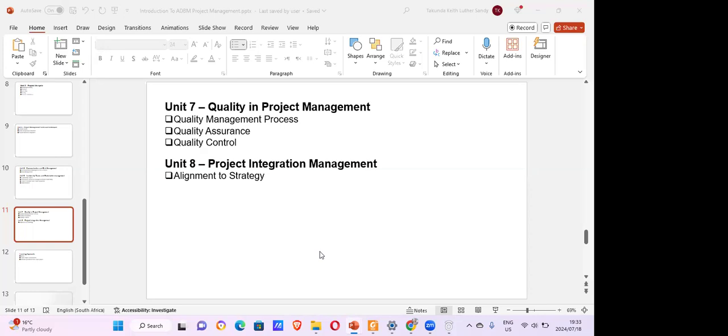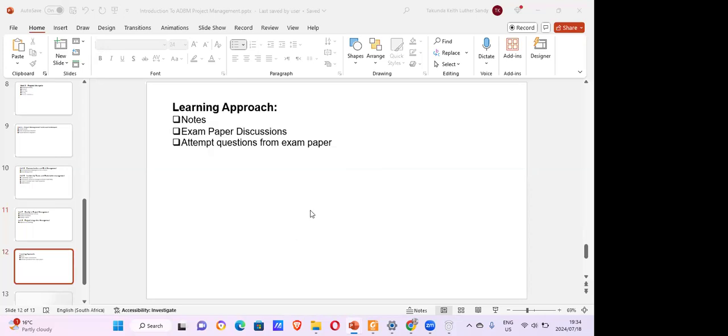Then last but not least, we will look at project integration management, right? So here, integration management is a field that integrates different areas of project management. It's a field that integrates, say, project quality management, project risk management, project communication management, project scope management. All those different areas that constitute project management, we integrate them under project integration management.